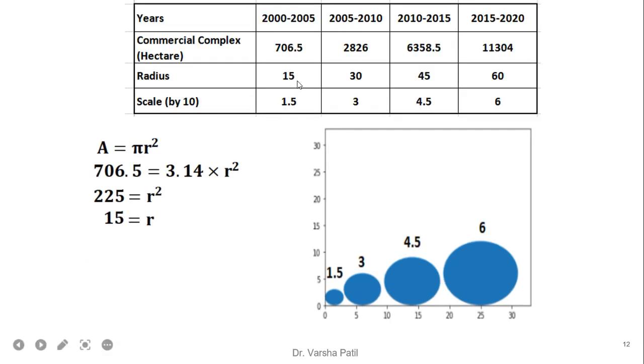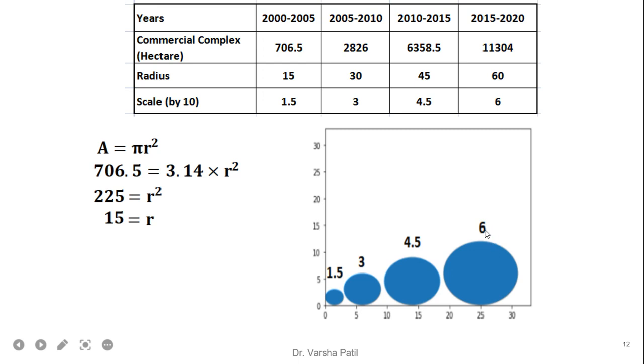Also when the radius becomes large, at that time we can use a scale. Now here the commercial complex and the area is again in hectare and the values are large. So first we calculate the radius, and if the radius is large and it is not possible to present on the paper or slide, we will again do the scaling. So here scaling by 10 is taken. So 1.5, 3, 4.5 and 6 values come into the picture. So here we are just representing by this particular radius of that value.